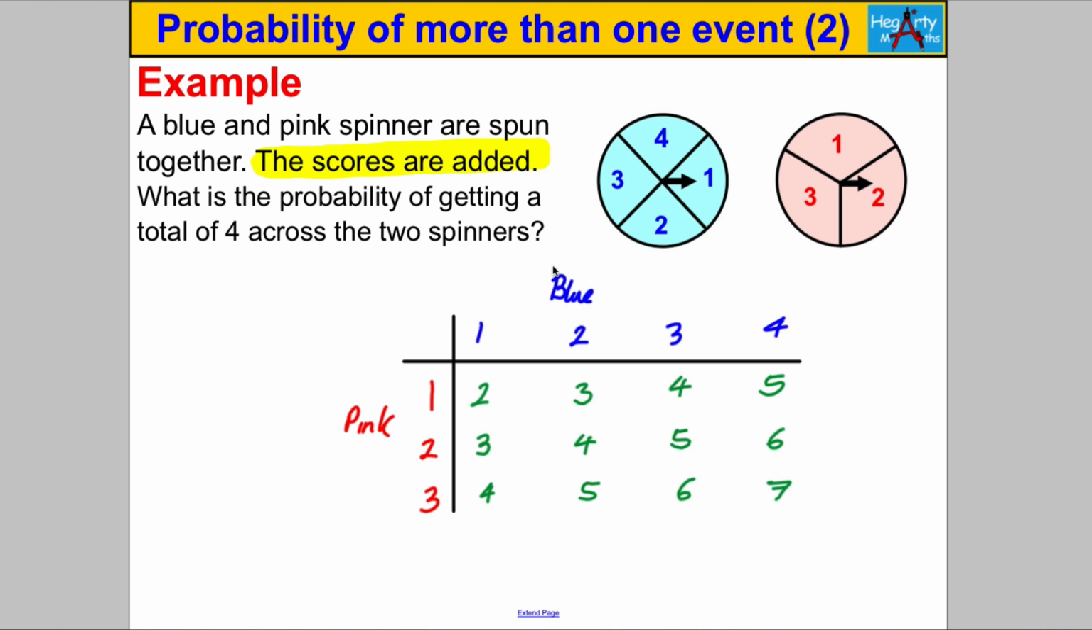So there's our sample space diagram. We can see there are 12 possible equally likely outcomes. It asks us what's the probability of getting a 4. Well, let's just count those 4s. We've got 1, 2, 3 possible ways of getting a 4. So we could say the probability of a sum of 4 is 3 out of a total of 12. And that simplifies to a quarter, dividing top and bottom by 3. And we're done. Okay, last question.